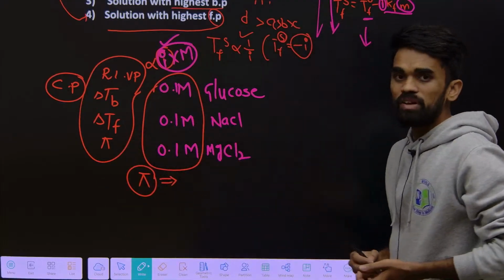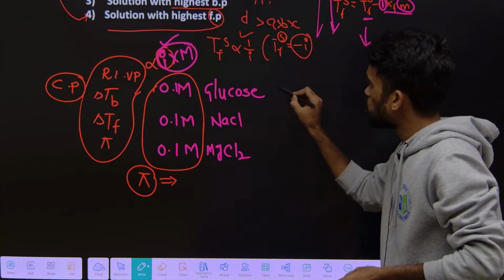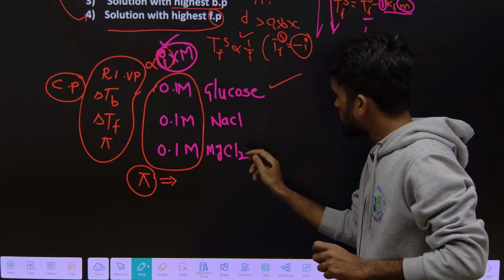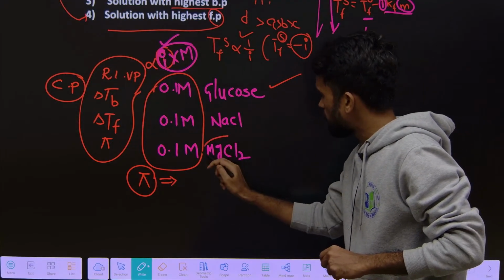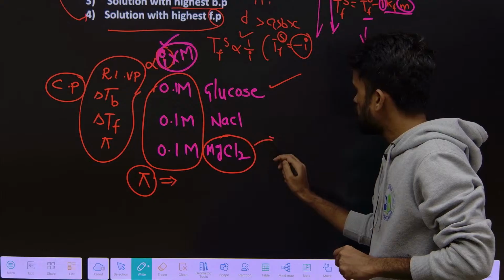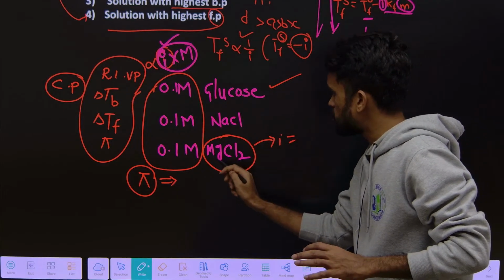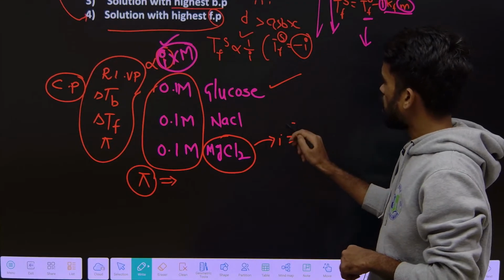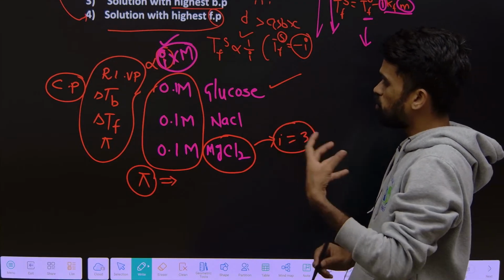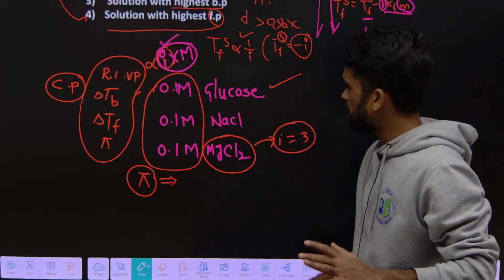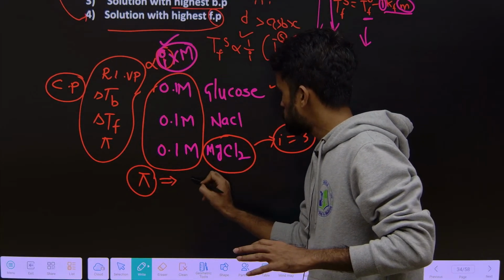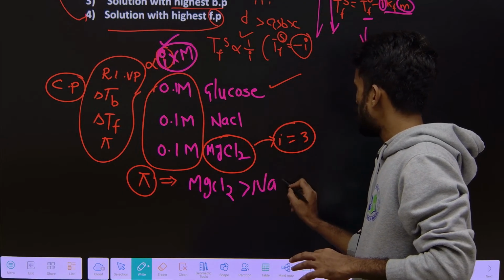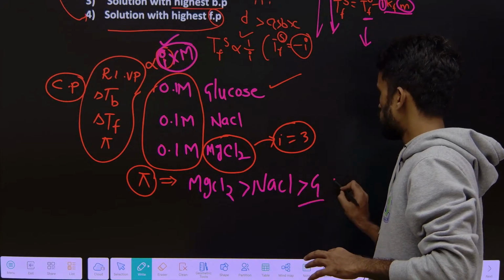Now tell me, pi will be maximum in which case here? Glucose is a non-electrolyte, and all of them have the same concentration. Now these two are strong electrolytes, but when MgCl2 undergoes dissociation, it can give 3 ions: one Mg2+ and 2 chloride ions. Totally 3 ions are formed. So the more ions, the more the van't Hoff factor, and the more the colligative properties. So pi will be greatest for MgCl2. So maximum is for MgCl2, and after that NaCl, and after that glucose. That's it. Hope this is clear.